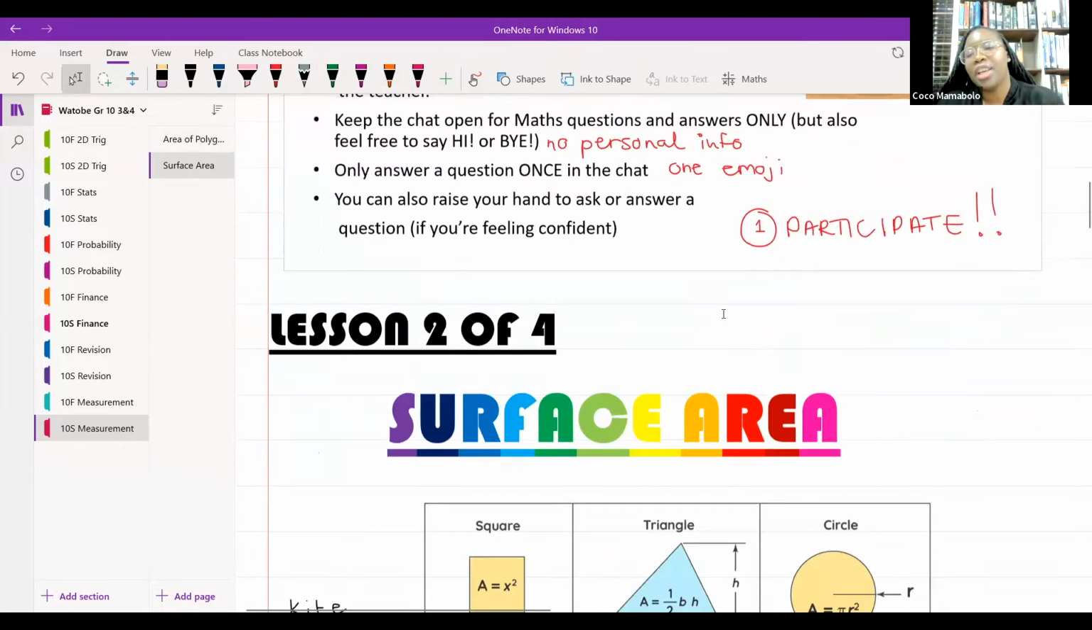Okay. We're going to be learning about surface area. So who can tell us what is the difference between area and surface area? Who knows the difference between these two things? Anybody want to offer up an answer?